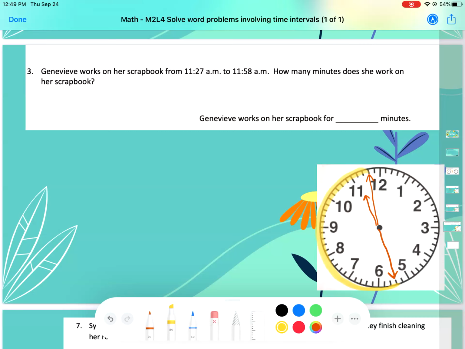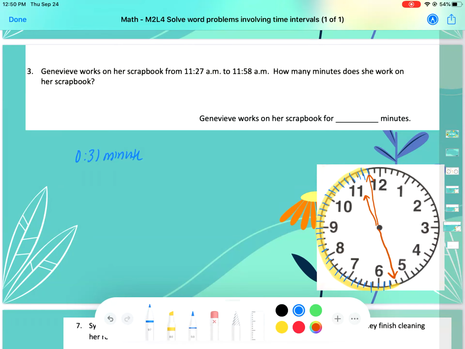Just like I said, there are 2 ways to find the answer. One is by counting the lines. So it's going to be 1, 2, 3, 4, 5, 6, 7, 8, 9, 10, and so on up to 31. So by counting the lines, I figured that it took her 31 minutes.